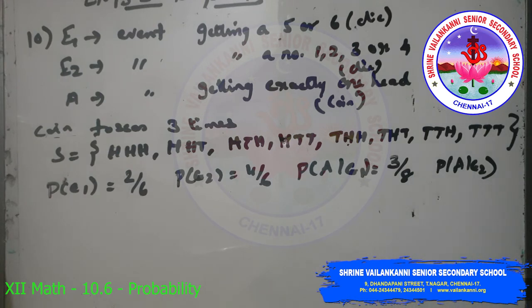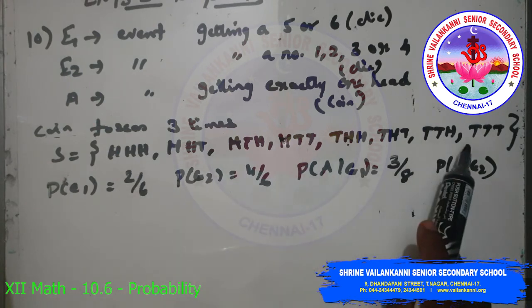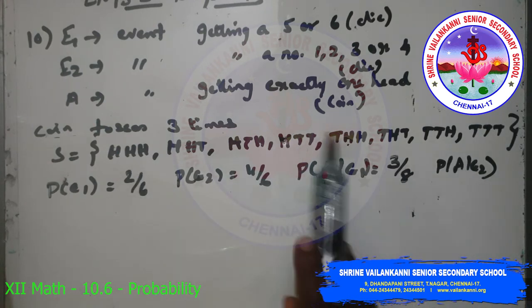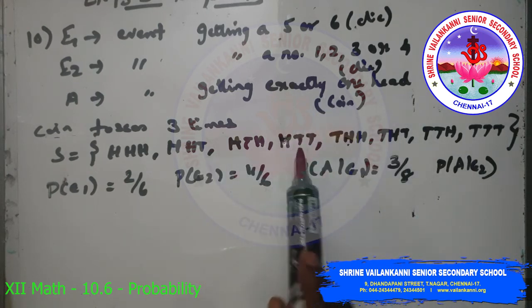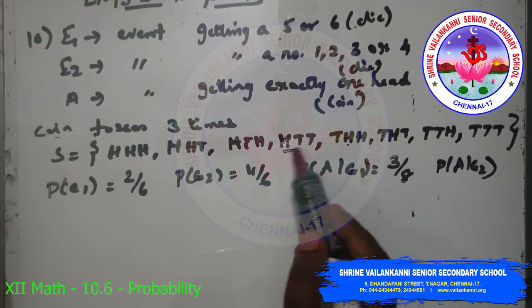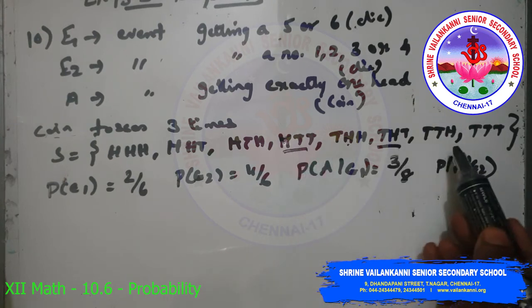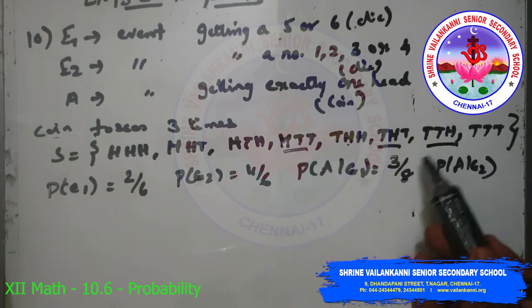So total sample space is 8. So getting exactly one head, so one head we have HTT, THT and TTH. So 3 by 8.